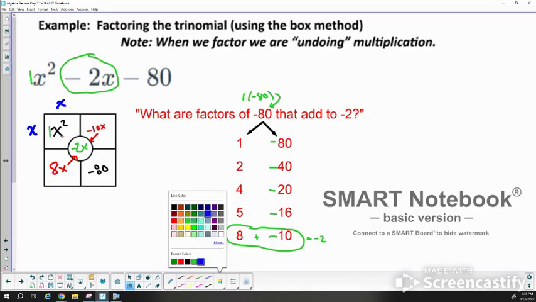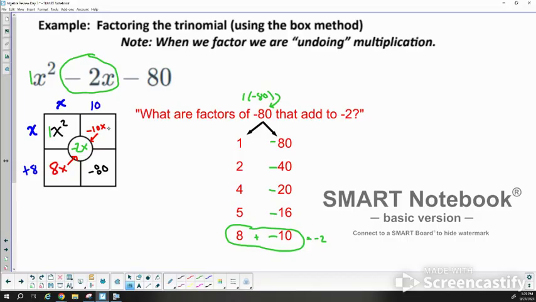I know that the only way to get x times x was to have an x here and an x here, so I get x squared. If this has to be an x, then the only number that could go here is 8. 8 times x is 8x. And same thing here. The only thing that could go here to give me 10x is a 10. Now I'm purposely going to leave this negative off. I didn't write it because I want to show you what happens if you forget a negative.